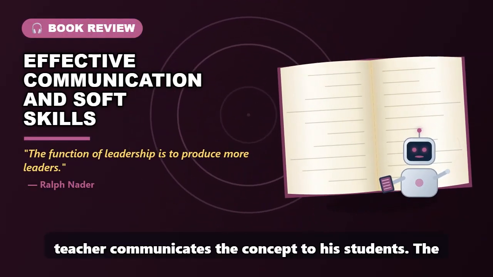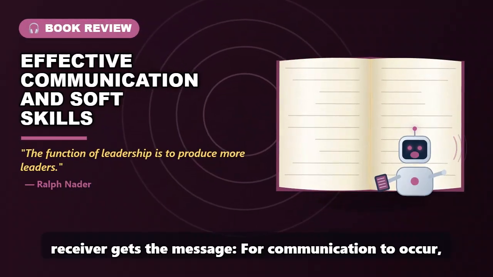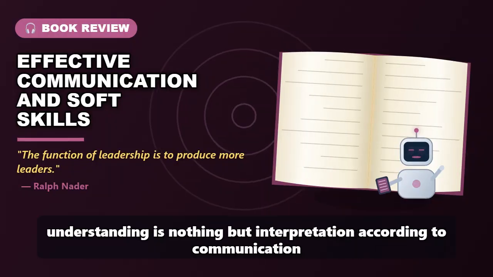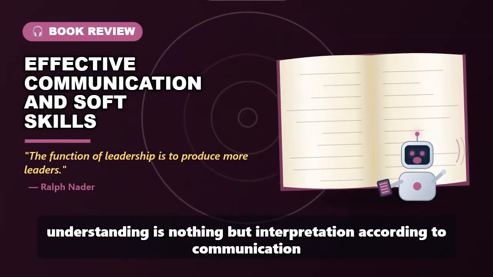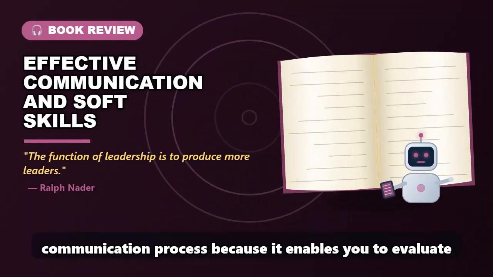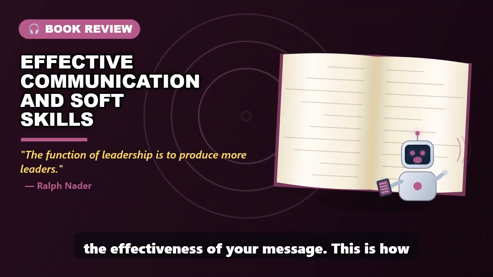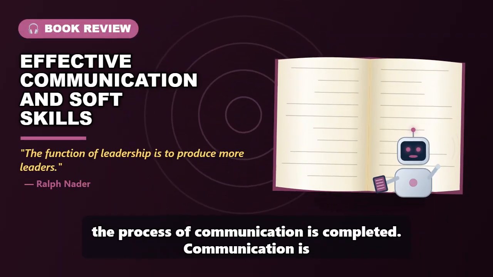The receiver gets the message. For communication to occur, your receiver must first get the message. This understanding is nothing but interpretation, according to communication researchers. Feedback is the key element in the communication process because it enables you to evaluate the effectiveness of your message. This is how the process of communication is completed.